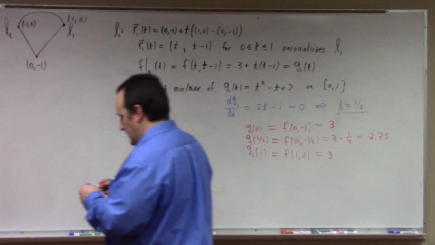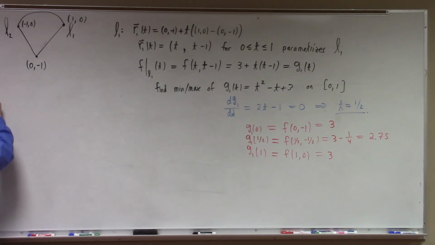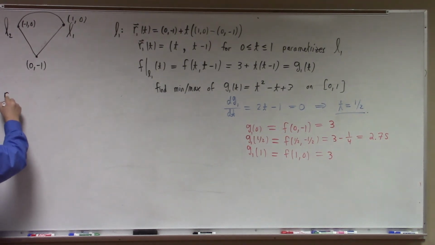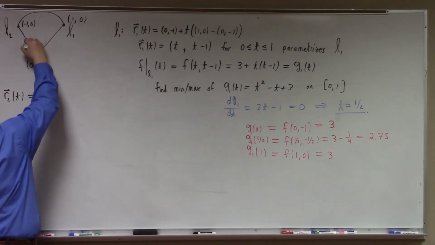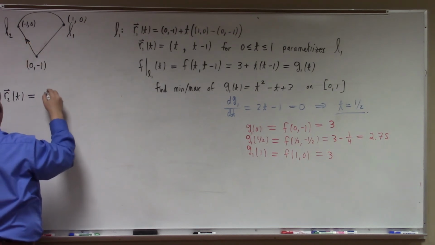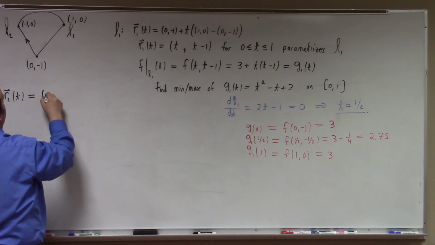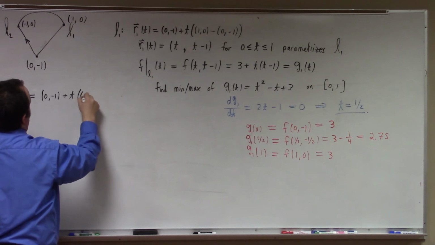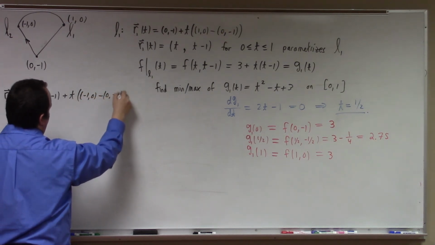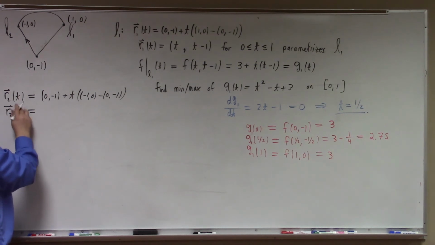What do we have still to do? L2, right? So L2 parameterize R of t. And I'll do it like this time, going that way. So let's see here. Looks like I'll have a, fine, 0, minus 1, plus t times what? Minus 1, 0, minus 0, minus 1. What is R2 of t? What's the parameterization of that line?